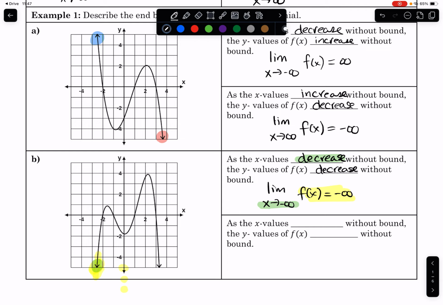And then for the right end, we just simply change the statement to say that the x values increase. So that would change the limit notation to x approaching positive infinity of f of x. And since this again is pointing downwards, the y values also decrease, so this is also approaching negative infinity.